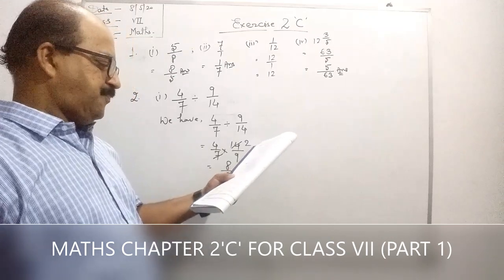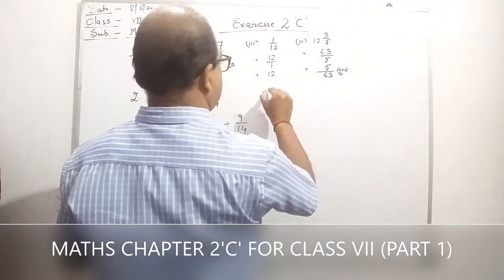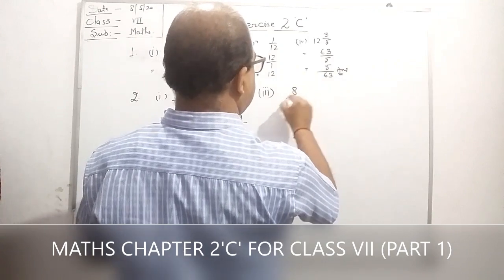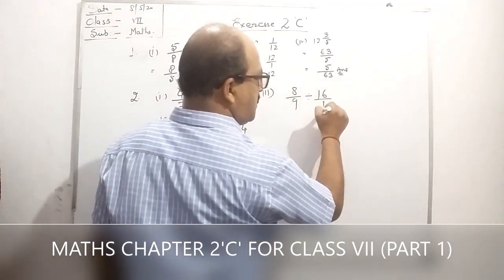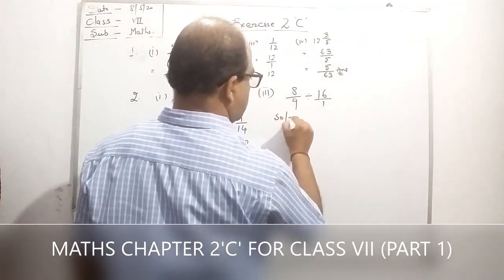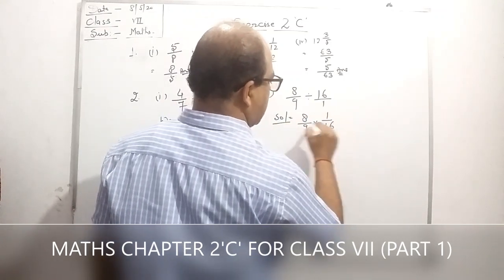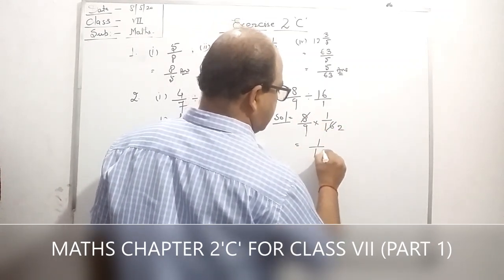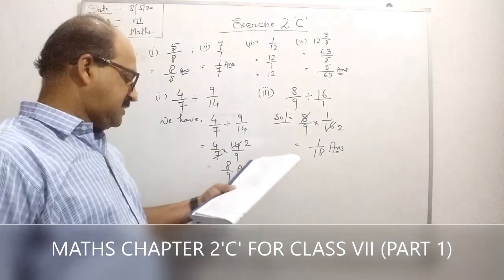In question number 3, it is similar to that. Question number 3 is 8 by 9 divided by 16. As we know, 16 by 1, because 1 is laying in the place of denominator. So the solution is 8 by 9 into 1 by 16, and 8 twos are 16, so 1 by 9 twos are 18. So 1 by 18 is the answer of this question. This is the simplification of it.